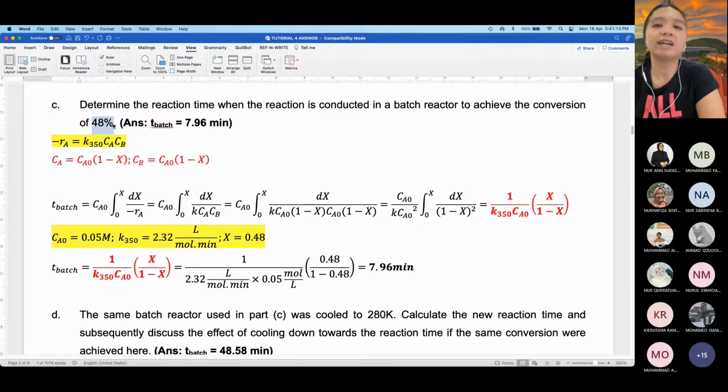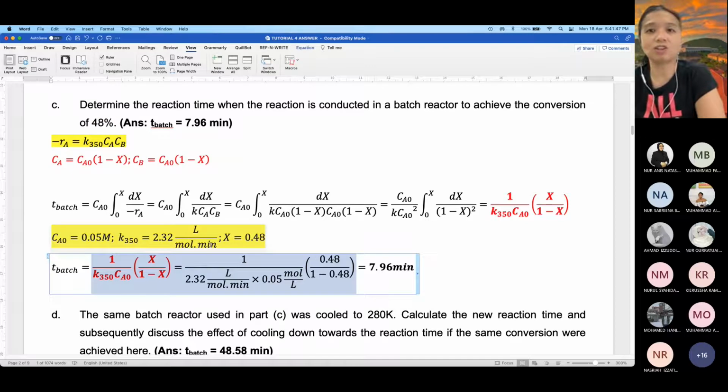Don't forget, in tests it is very isolated, but there are cases where students make a mistake and do not convert percentage to fraction. You must remember that in questions we sometimes report conversion in terms of percentage, okay? But in calculation you must convert the percentage to a fraction, or a decimal. So 48% becomes 0.48. Replace your X with 0.48, replace everything, and you should get the reaction time as 7.96 minutes.